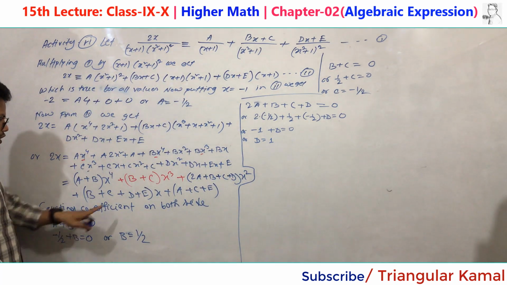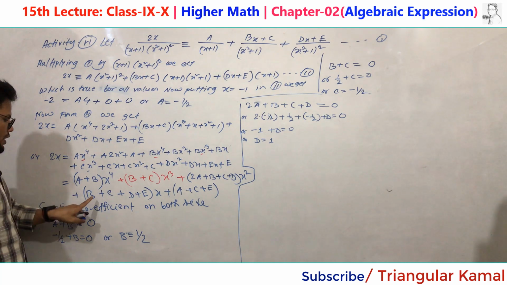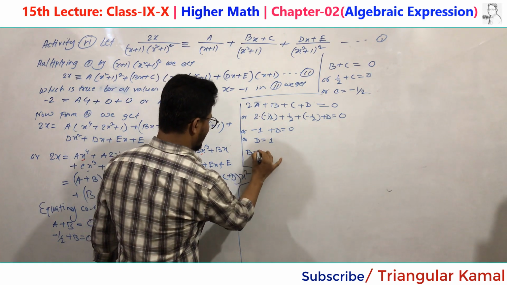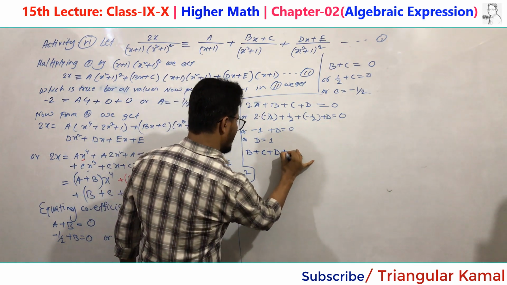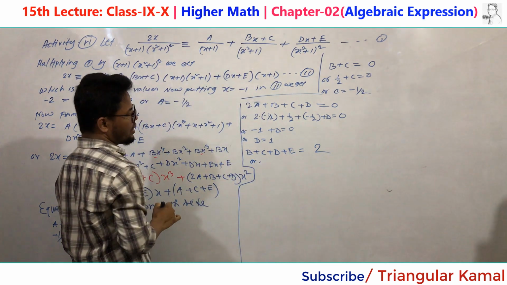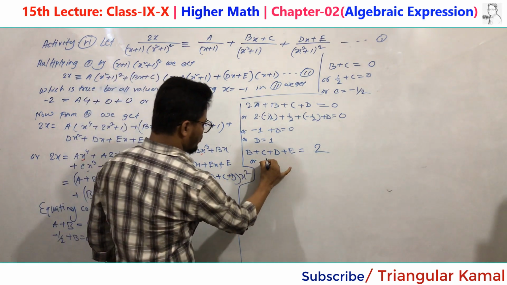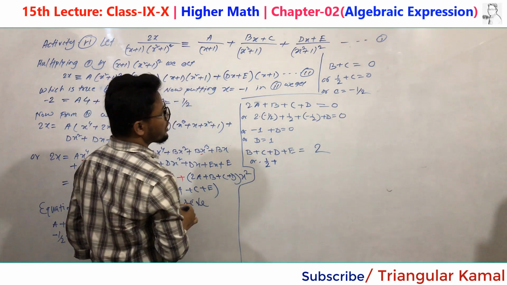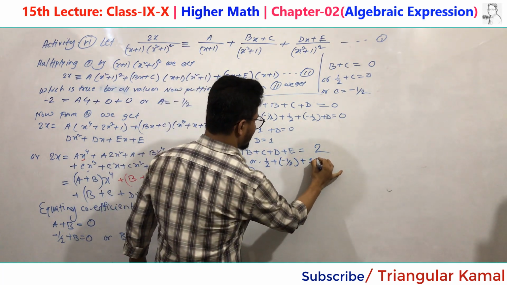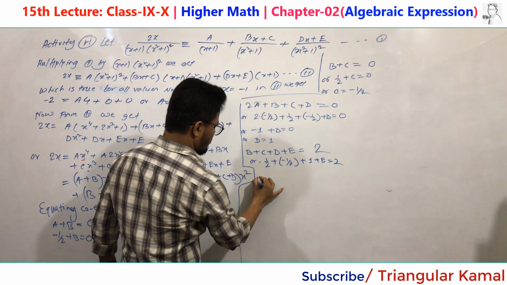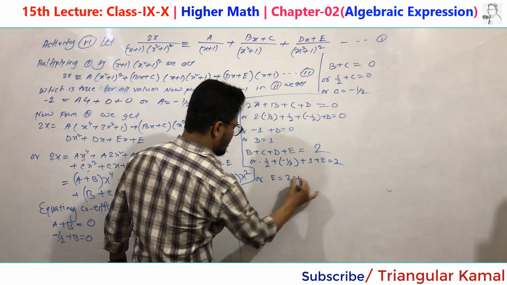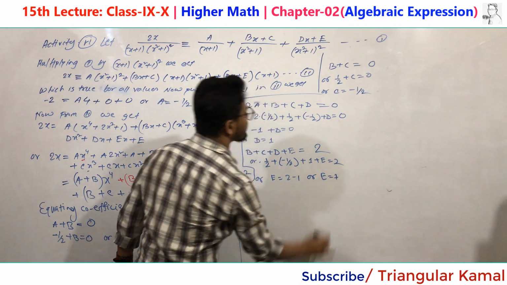And finally, the coefficient of x equals 2, and here b plus c plus d plus e. So we can write here again b plus c plus d plus e equals 2. And now putting the values, b equals 1 by 2, plus c equals minus half, plus d equals 1, plus e equals 2, or just eliminating plus half and minus half, so e equals 2 minus 1 or e equals 1.